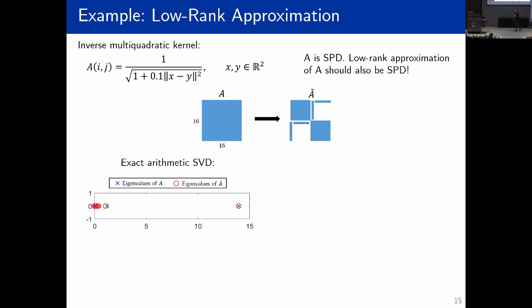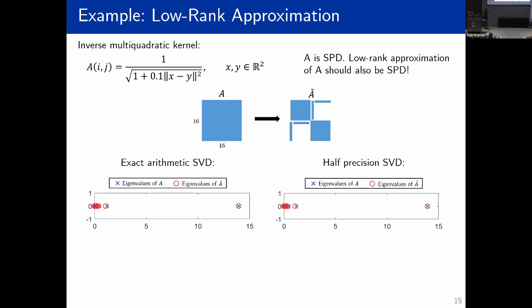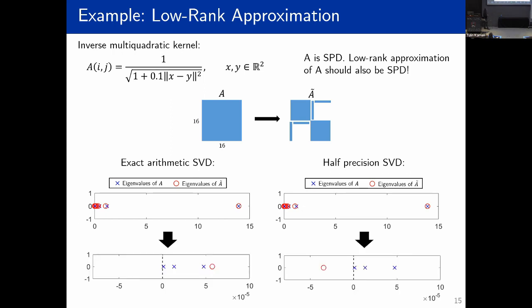Okay. If I do this using exact arithmetic, to compress or get these low rank approximations of the off diagonal blocks, I'm going to use the SVD. If I do that whole computation in exact arithmetic, here's what I get. The eigenvalues of the original A are these blue X's. The eigenvalues of my approximation are red circles. Here's what I get if I do that SVD computation for these off diagonal blocks in half precision. Now let's zoom in.